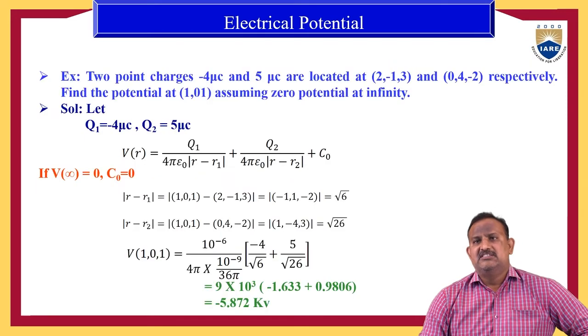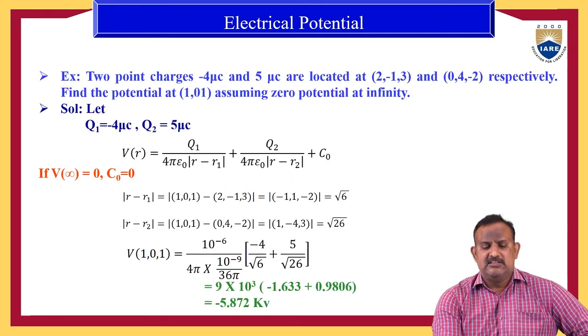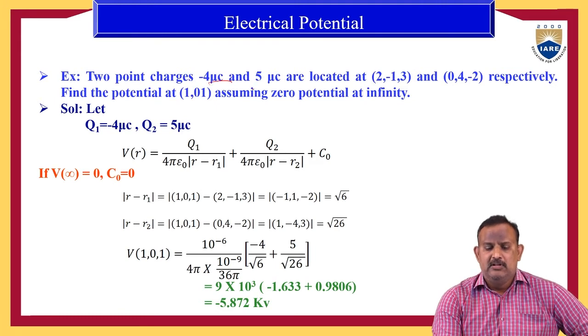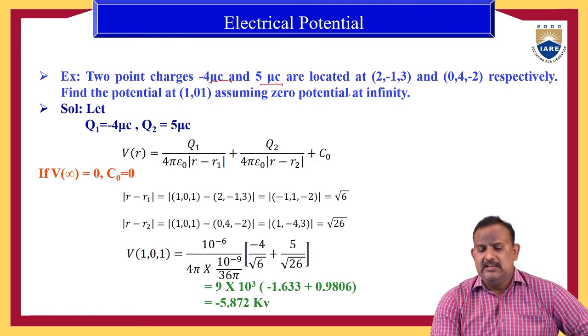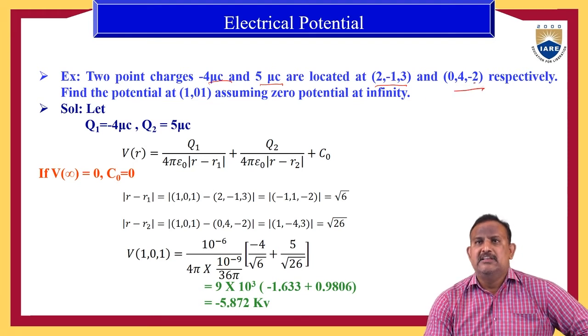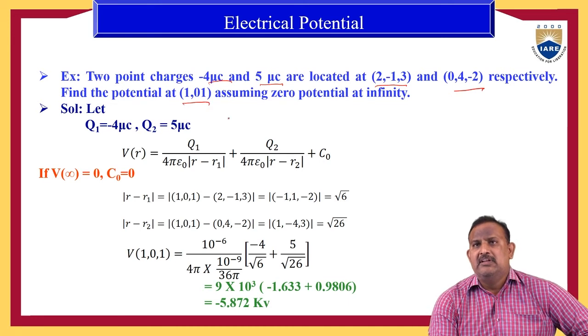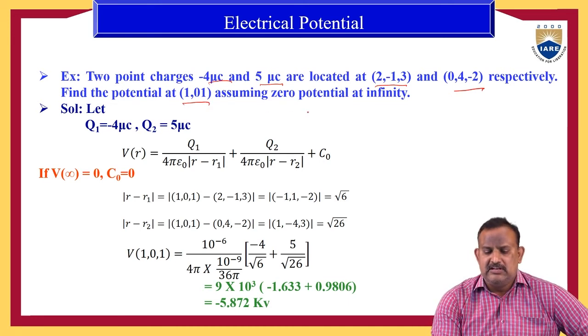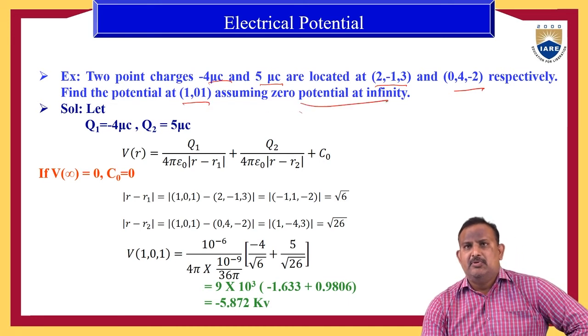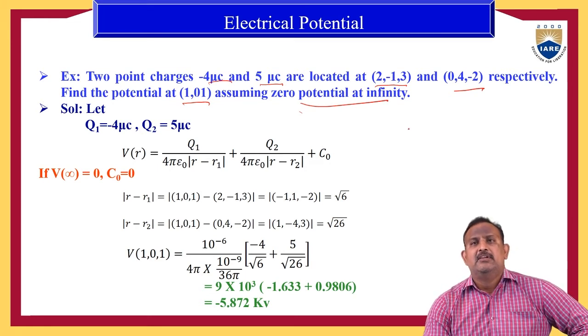Now we'll see a small example on electric potential. Let us assume the 2 point charges minus 4 millicoulomb and 5 millicoulomb are located at 2, minus 1, 3 and 0, 4, minus 2 respectively. We need to find out the potential at point 1, 0, 1 by assuming zero potential at infinity.